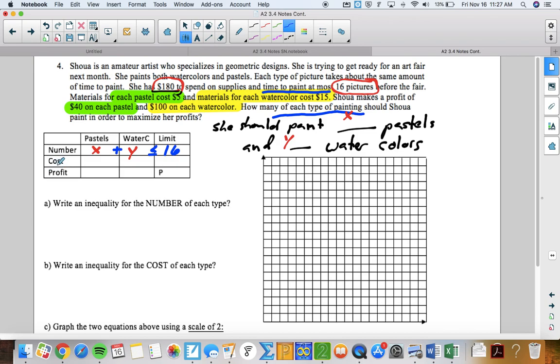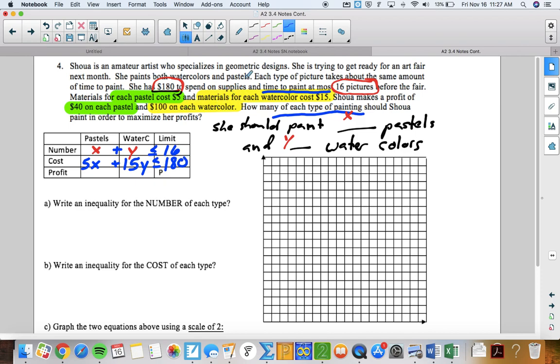Then there's the money limiter. How much does each pastel cost? Each pastel costs $5, so 5 times X, the number of pastel paintings she makes. If she makes 10 pastels, it costs her $50. Then each watercolor painting costs $15, so 15 times Y, Y being the number of watercolor paintings. If she paints 10 watercolor paintings, it's going to cost her 15 times 10, $150. When we combine the costs of the two types of materials, we have to stay under our budget of $180.